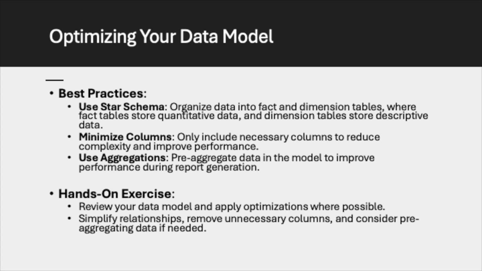Optimizing your data model. The best practice is to use the star schema. Organize data into fact and dimension tables, where fact tables store quantitative data and dimension tables store descriptive data. Minimize your columns. Only include necessary columns to reduce complexity and improve performance. Use aggregations. Pre-aggregate data in the model to improve performance during report generation.